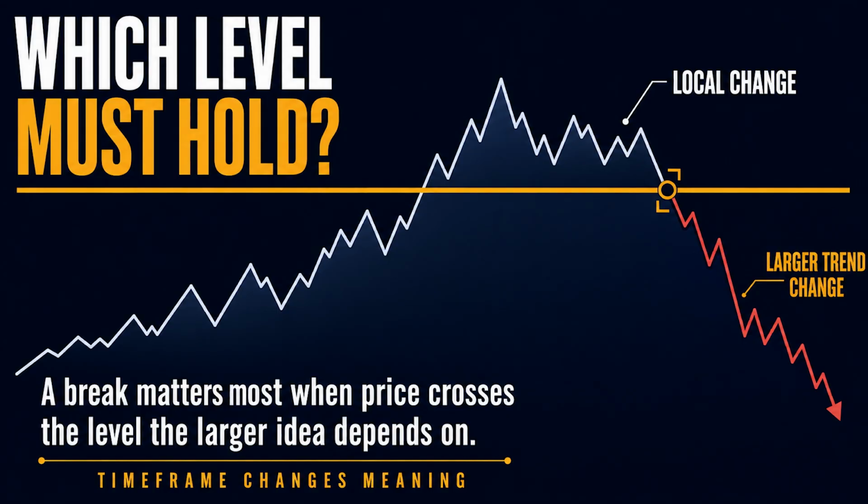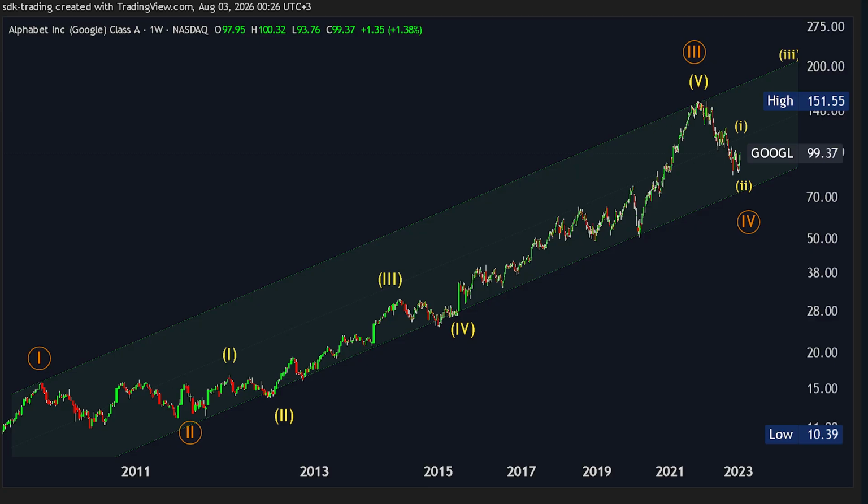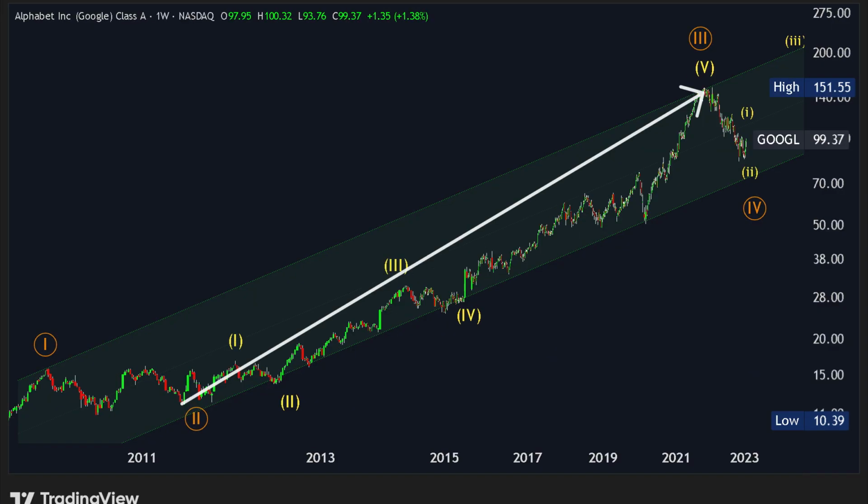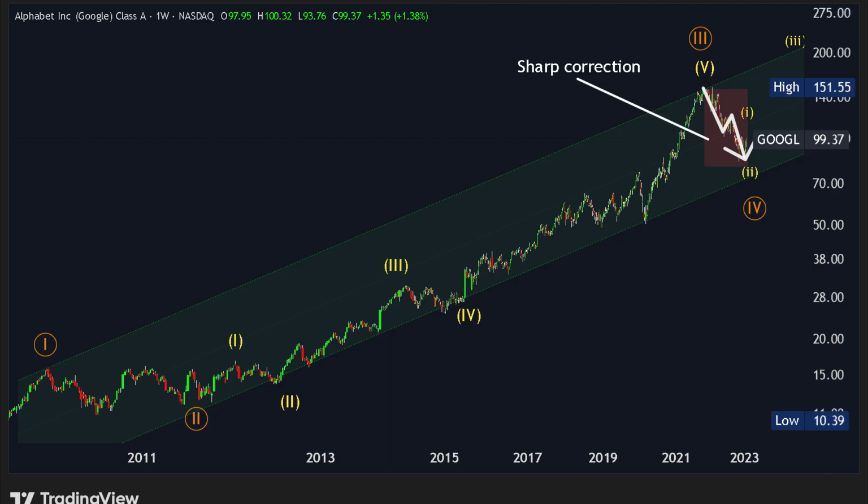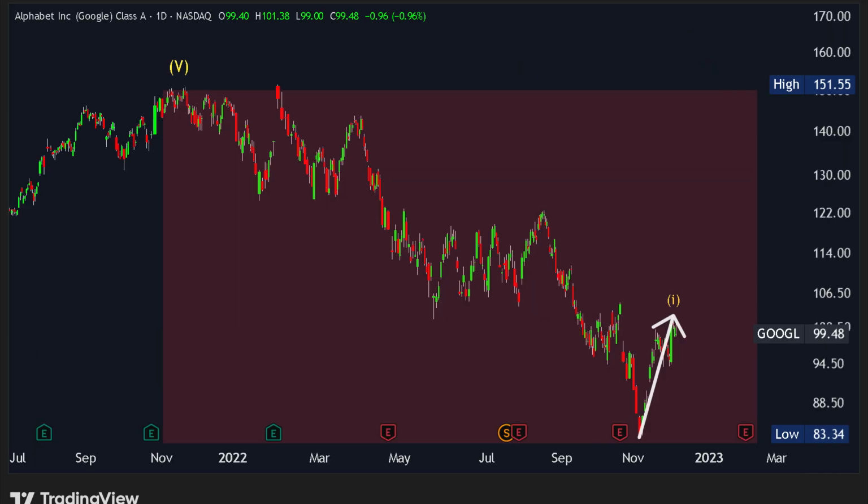ServiceNow showed us why the time frame changes the meaning of a decline. Now let's look at Google. On the weekly chart, Google is moving inside a large upward channel. A major third wave had already been completed, followed by a sharp fourth wave correction. The earlier second wave was more sideways, while the fourth wave was much sharper.